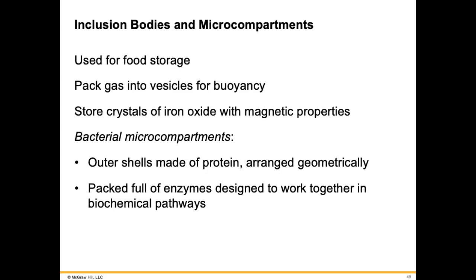Chapter 3, part 6. So we're moving on to the rest of the parts of the cell and some other tidbits. So inclusion bodies and microcompartments. These are used for food storage, to pack gas into vesicles for buoyancy, and to store crystals of iron oxide with magnetic properties.